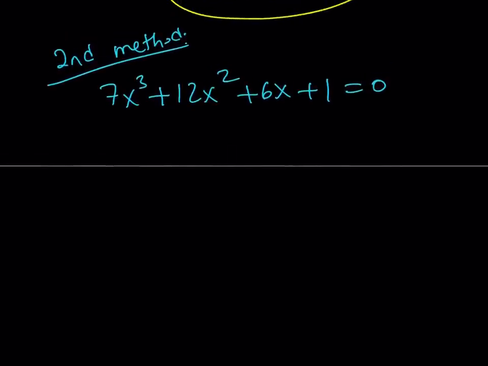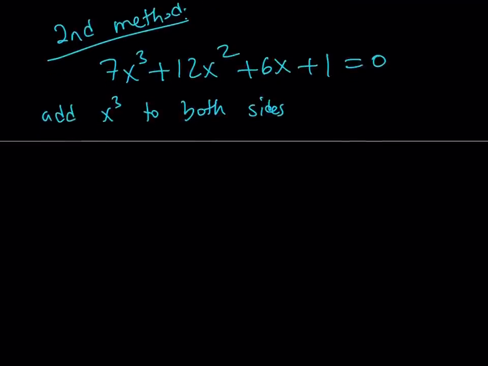Anyways, when you look at this number, ignore the 7x cubed, but look at the 12 and the 6 and the 1. Does that ring a bell? Well, it should. This should remind you that we're dealing with the binomial theorem. To be more precise, I'm talking about something cubed here, right? And so here's what I'm going to do. I'm going to add x cubed to both sides. You'll see why I'm doing this in a little bit.